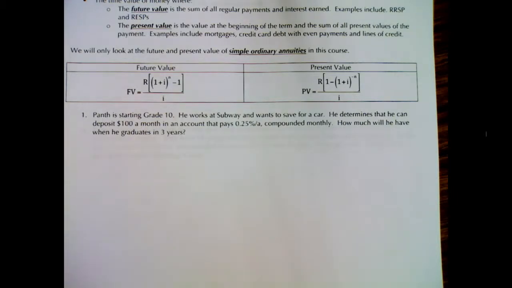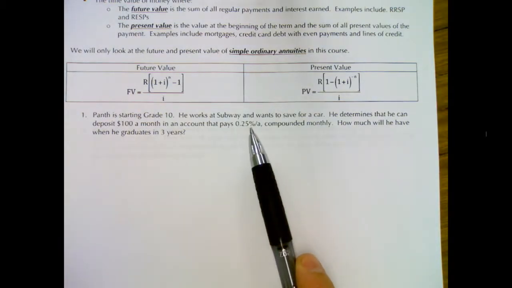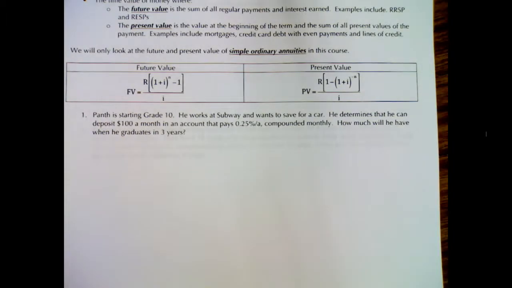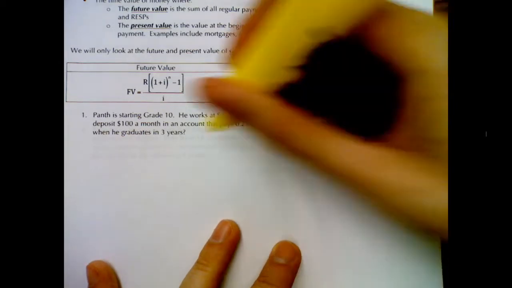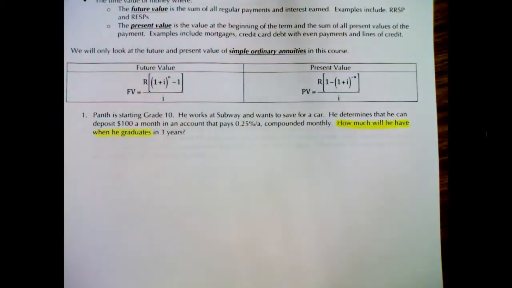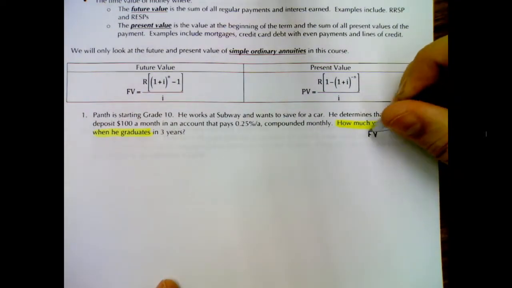So let's take a look at a couple examples. Pont is starting grade 10. He works at Subway and he wants to save for a car. He determines that he can deposit $100 a month into an account that will pay 0.25% per annum compounded monthly. How much will he have when he graduates in 3 years? We're looking at how much money he's going to have in his account in the future if he's making regular deposits. So how much will he have when he graduates? That's telling you that this is a future value question.